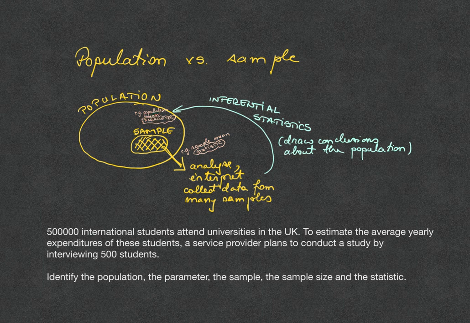And then the study interviews 500 students, so that's a sample. The sample of size 500, the 500 students. So we identify the population parameter, the sample size is 500, and the statistic is the mean that you get from these 500 students. We ask each of them how much they spend yearly. The mean of those numbers will be the statistic, the number that I use to estimate the mean or average yearly expenditure of all these international students.